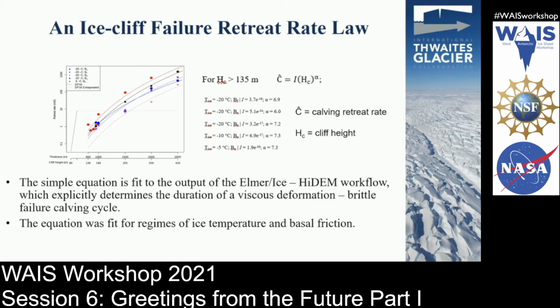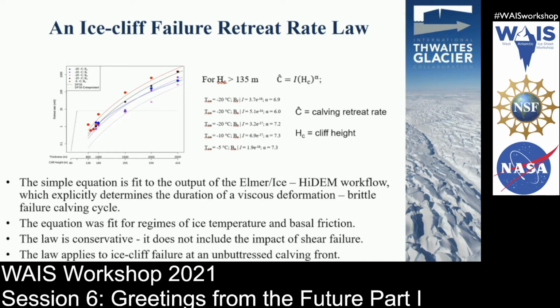So you will remember this plot from earlier. It is showing the retreat rates derived for the viscous deformation to tensile failure mode of failure. And I used this data to fit a simple power law shown here in the upper right that allows us to relate cliff height to a calving retreat rate. And the model parameters are I and alpha, and these are fit to different regimes of ice thickness and basal friction. I note that this law is conservative.